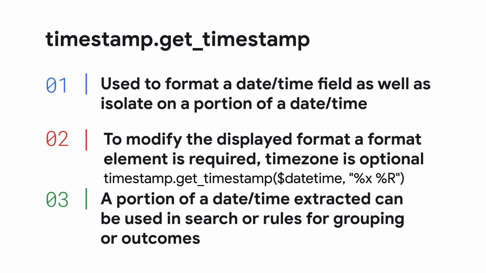Finally, remember that portions of the timestamp can be extracted to variables that can then be used in our searches or rules, either to aggregate data, output as an outcome variable, or perhaps use as a condition in a rule. This function provides a great deal of flexibility when working with timestamps and can be applied to your hunts and investigations.